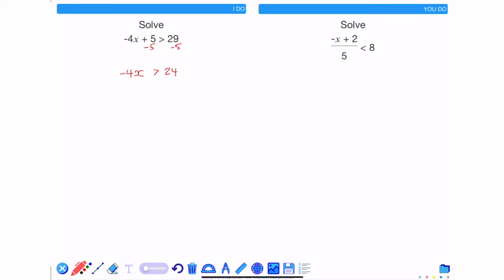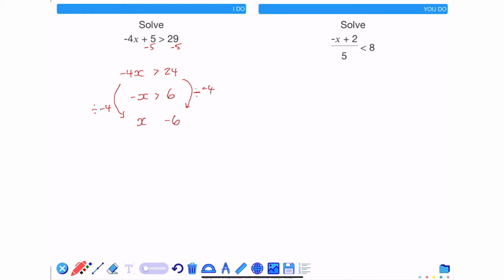Now from here, if I divide both sides by 4, I get negative x is greater than 6. But if I was to divide this by negative 4, I get x. And dividing the other side by negative 4, I get negative 6.